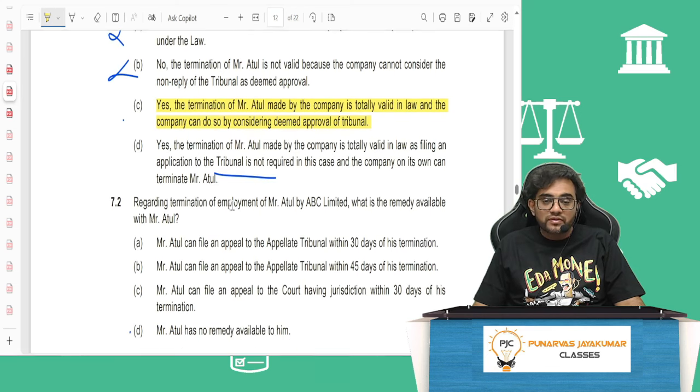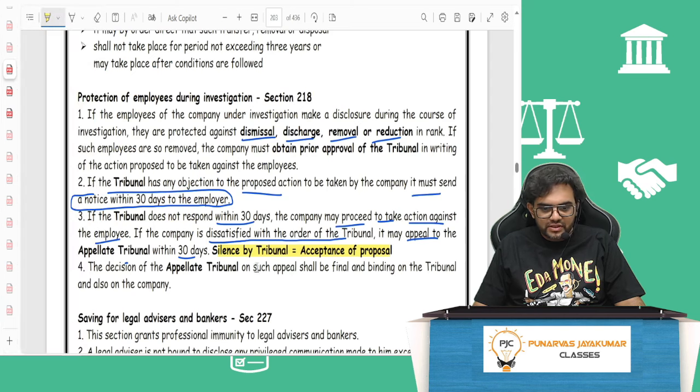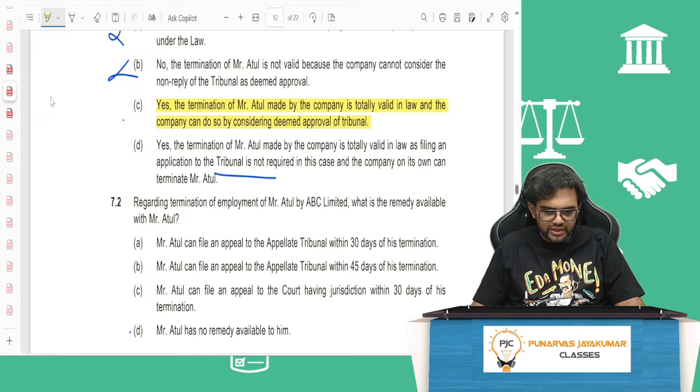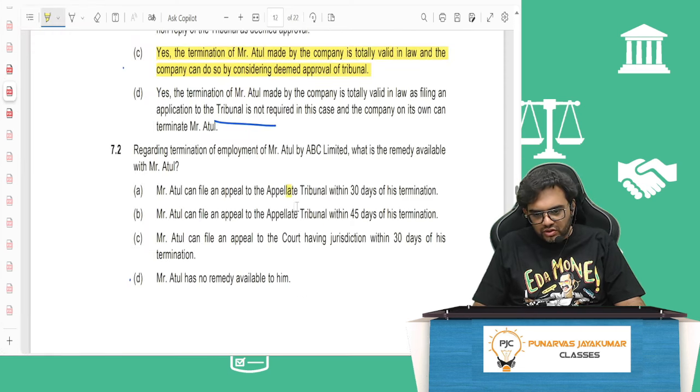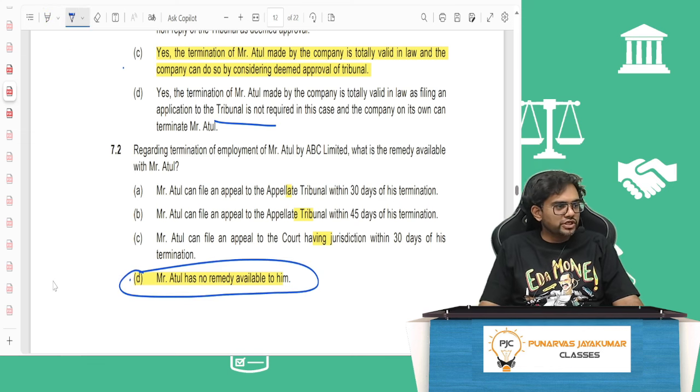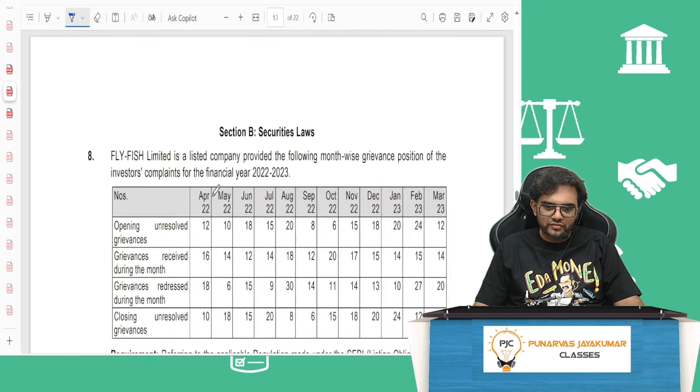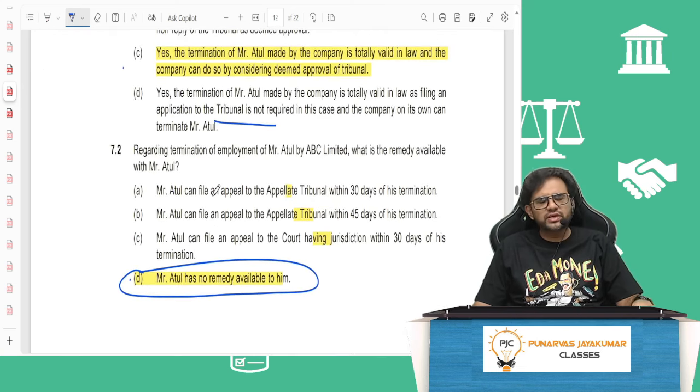Regarding the termination of employment, what is the remedy available? Next question, next point, page number 198. Decision of appellate tribunal is final and binding on the tribunal and the company. No further appeal can be made. Appellate tribunal wrong, jurisdiction no, no remedy. He has absolutely no remedy available to him. So that was regarding company law.